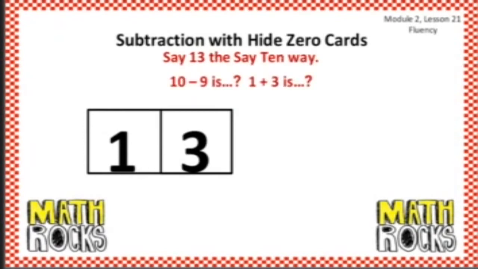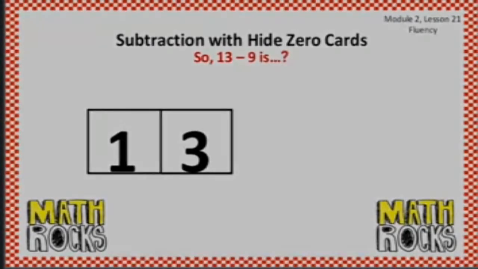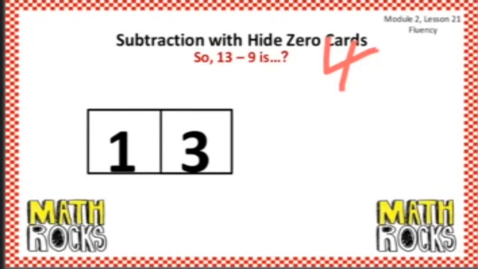Say 13 the say 10 way. That's 10 3. Very good. So 10 minus 9 is 1. 1 plus 3 is 4. So that means 13 minus 9 gives us 4. Very good. Now let's move on.